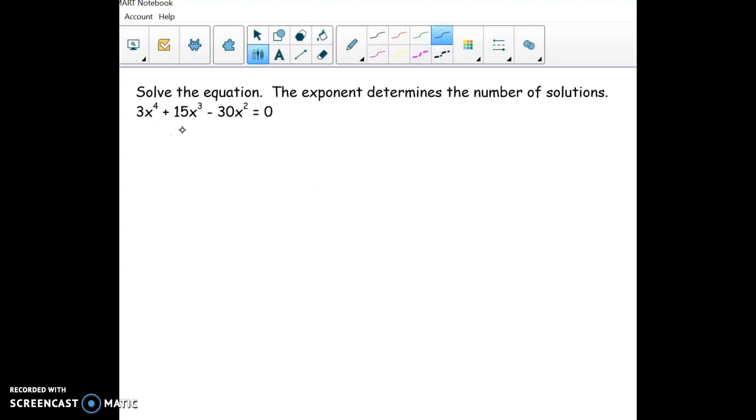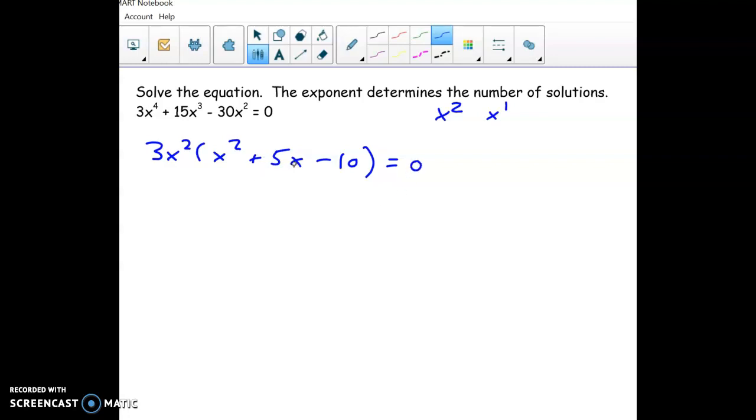Already got 0 on one side. So from there, we're going to factor as much as we can. We need to get it at least to x squareds and x to the 1st, because you know how to solve those. So GCF is a 3 and x squared. I'm going to pull that out, leaving us with x squared plus 5x minus 10.